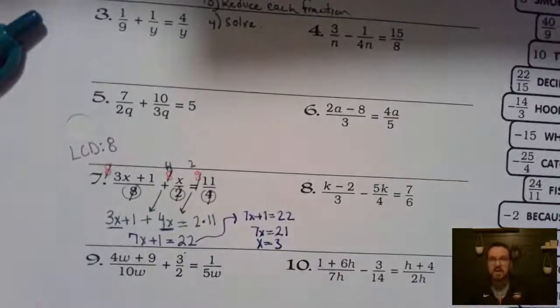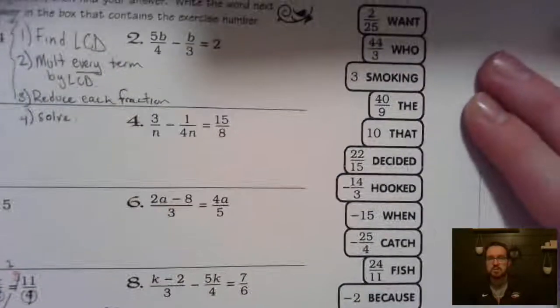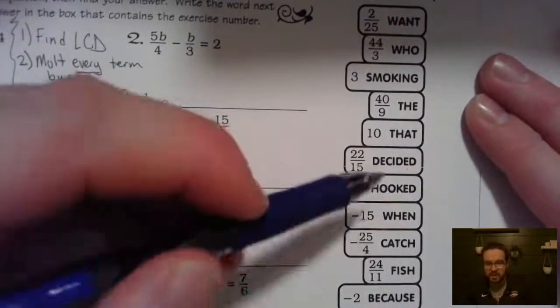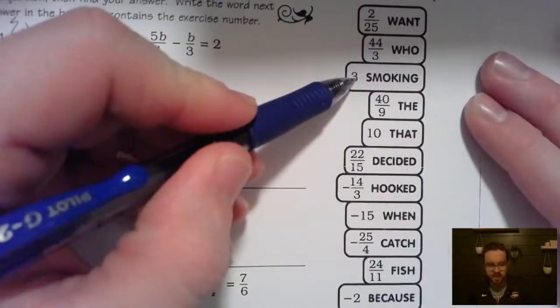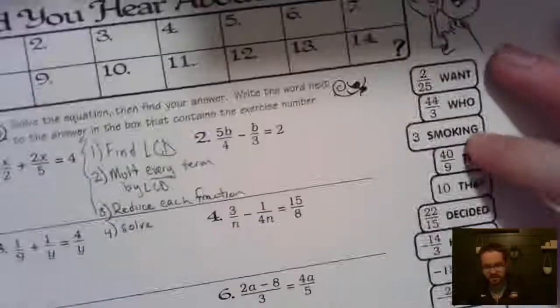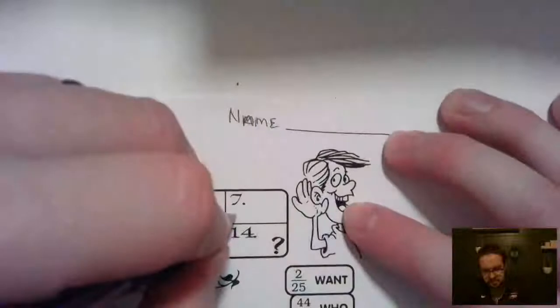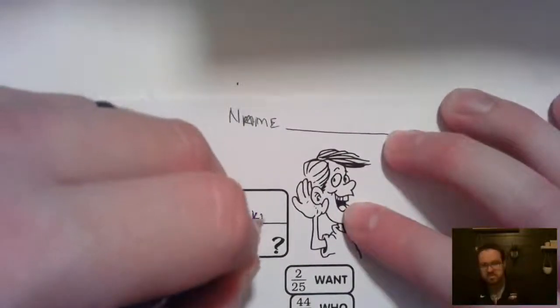So again, I could look over here. Looks like right here 3 is smoking, right? So in number 7, smoking.